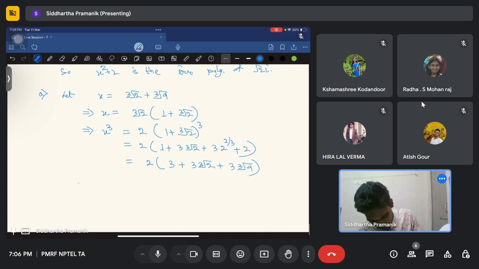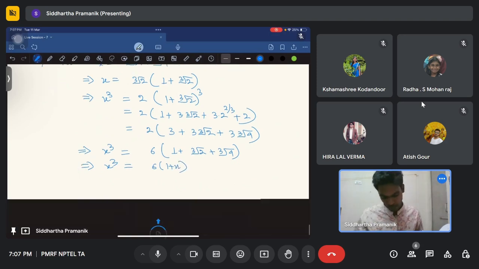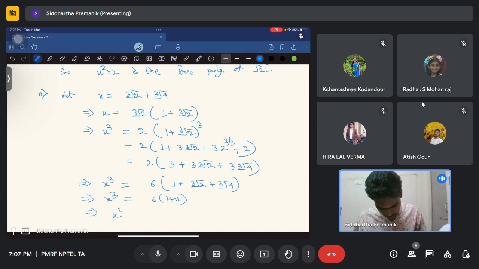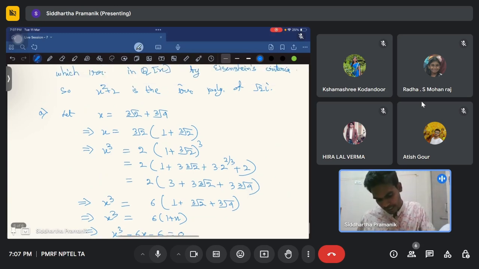So from this we can write x cube equals, we can take 3 common, so it is 6 times 1 plus cube root of 2 plus cube root of 4. But this element is simply x here, so let's substitute this. So x cube equals 6 times 1 plus x. That will imply x cube minus 6x minus 6 equals 0. So we got a polynomial which has a root cube root of 2 plus cube root of 4.